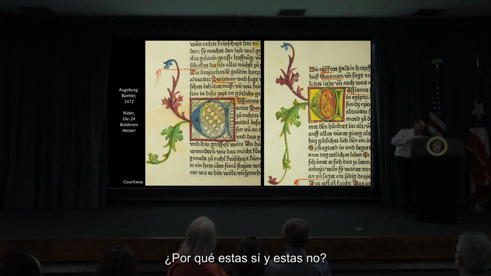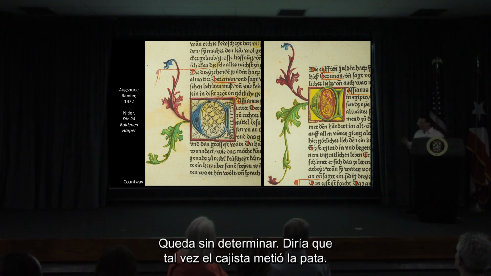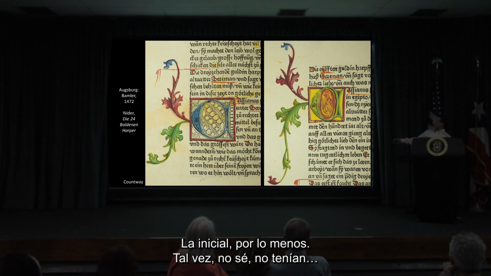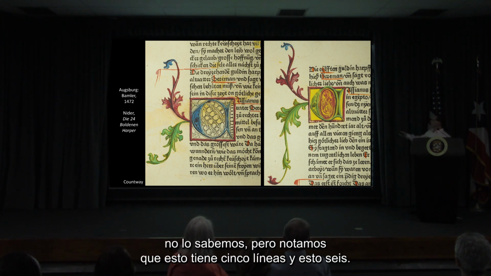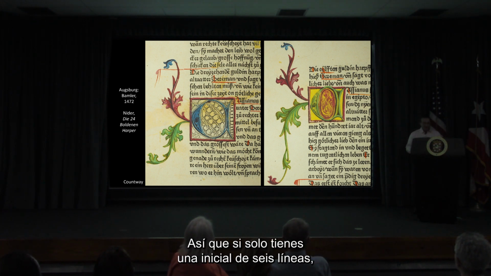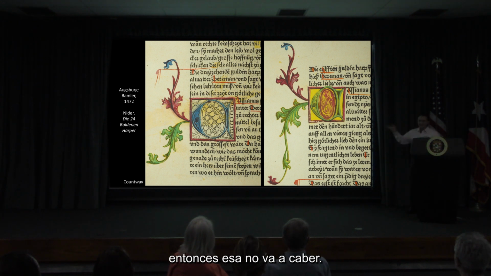Why this and not that? TBD, I would say maybe the typesetter screwed up. The initial, at least here, maybe, I don't know, they didn't have it. In any case, we don't know, but we can see that this is 5 lines and that is 6 lines. So if you only have a 6-line initial, then that one is not going to fit.